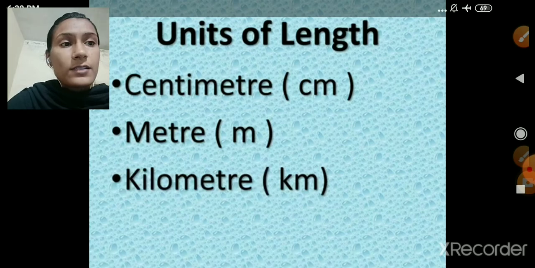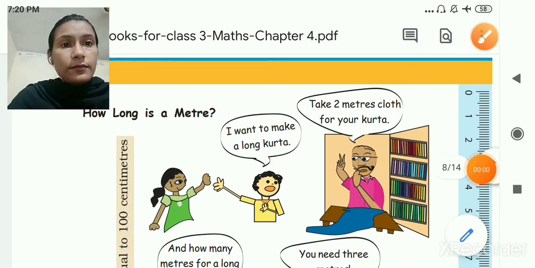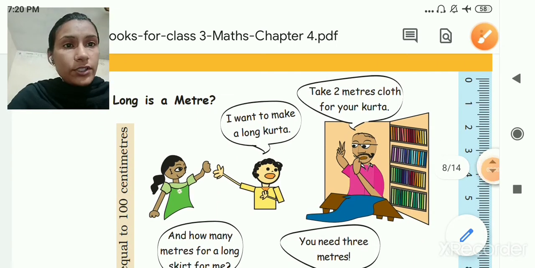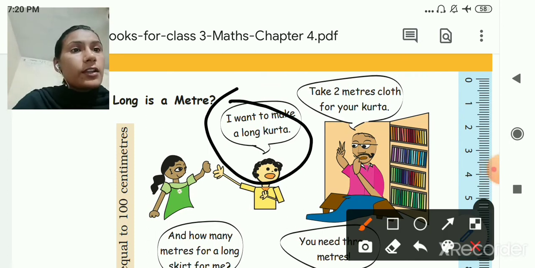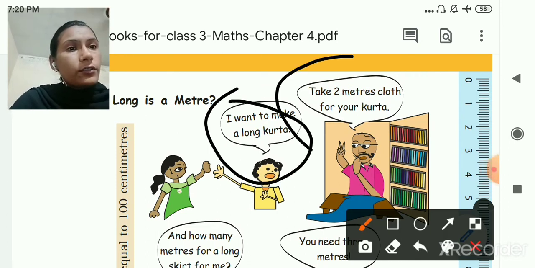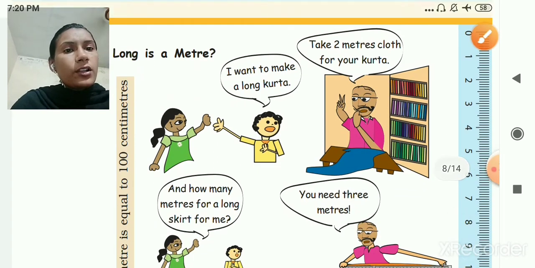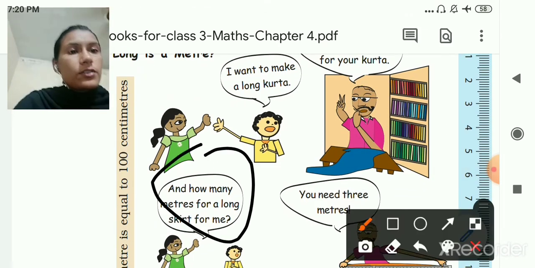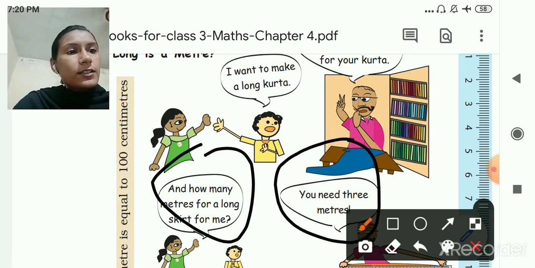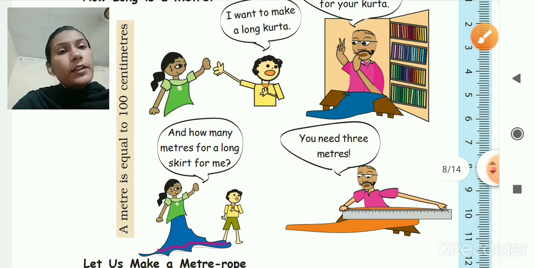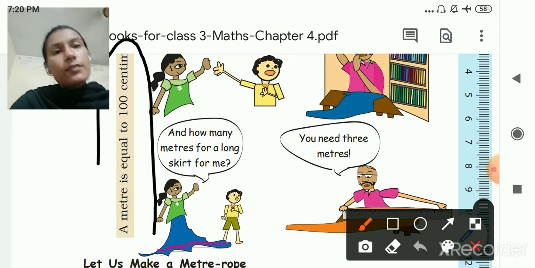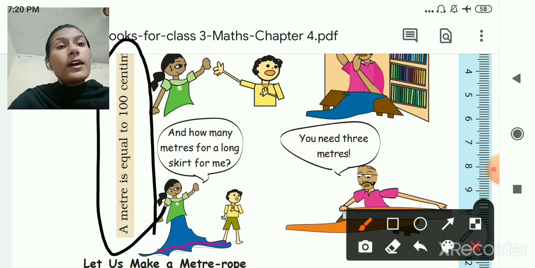Now let's see in the textbook. How long is a meter? To make a long kurta, take 2 meters of cloth for your kurta. And how many meters for a long skirt for me? So you need 3 meters. So here, 1 meter is equal to how many centimeters? 100 centimeters. So remember, 1 meter is equal to 100 centimeters.